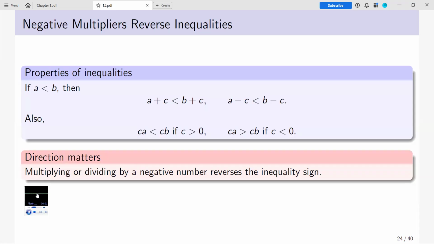Adding or subtracting preserves the direction of an inequality. Multiplying or dividing by a negative number reverses it because the order of numbers is reflected across 0.